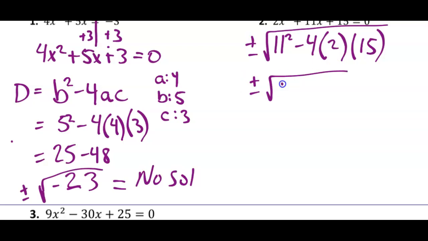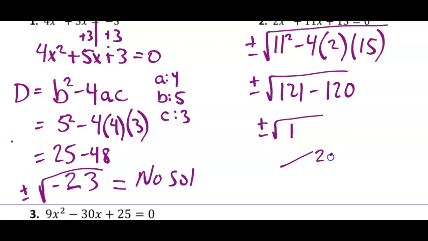Okay, you should have 121 here when you did 11 squared. Here you should have negative 120. So what do I get? 121 minus 120 is 1. So my discriminant is 1. I'm going to have 2 solutions. I'm going to have a positive solution and a negative solution. Fantastic.